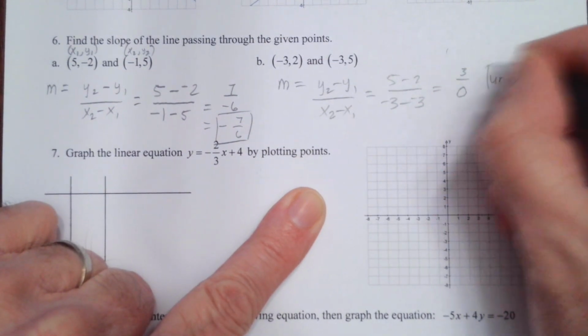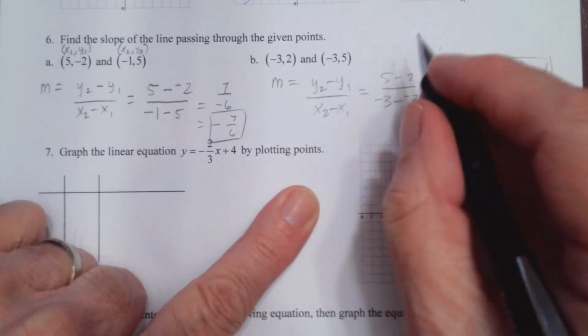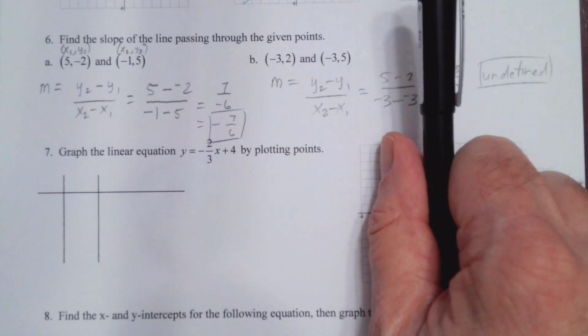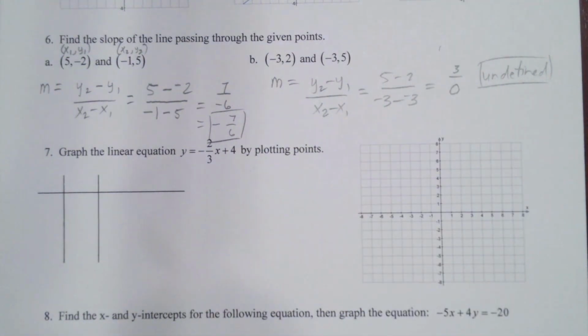So if you actually drew these 2 points, you would see that a vertical line goes through those points. That's why our slope is undefined. We got a vertical line here.